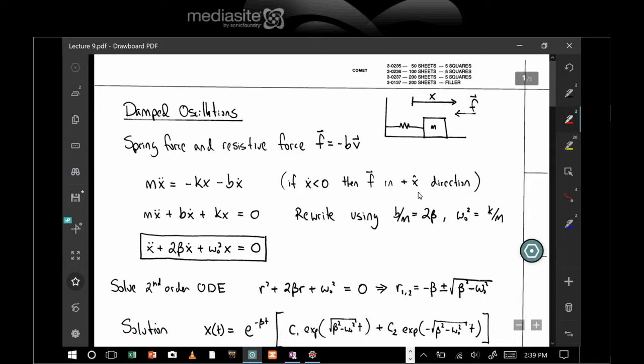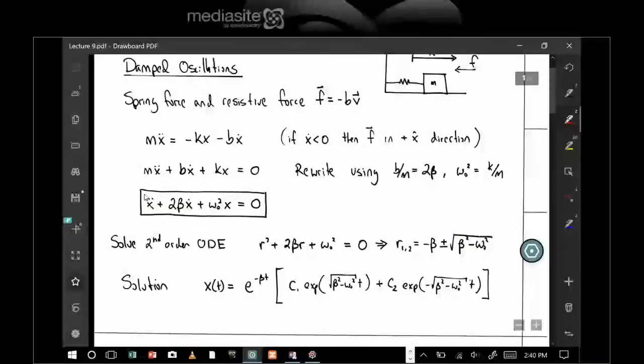Now I want to write down a second order differential equation, and I'm going to define a couple of things. First, I'm going to define the natural frequency squared, omega naught squared, as k over m. And then I'm also going to define a constant, beta, with b divided by m equal to 2 beta. Then I get a differential equation of the form x double dot plus 2 beta x dot plus omega naught squared x equals 0.